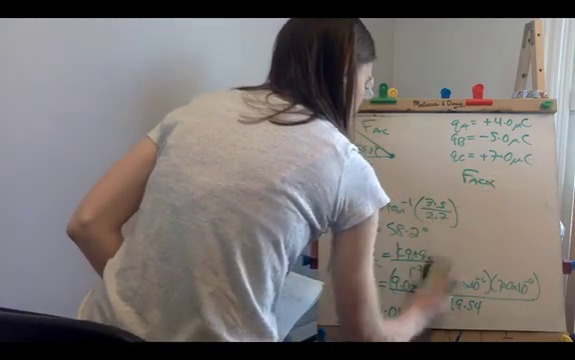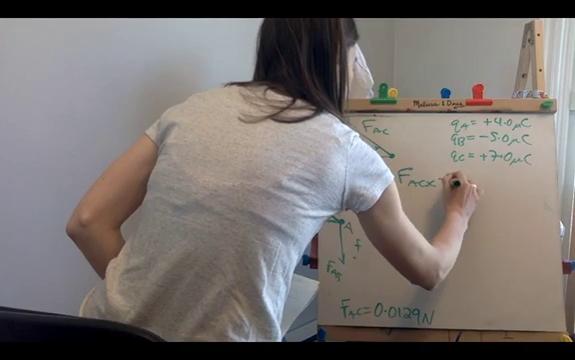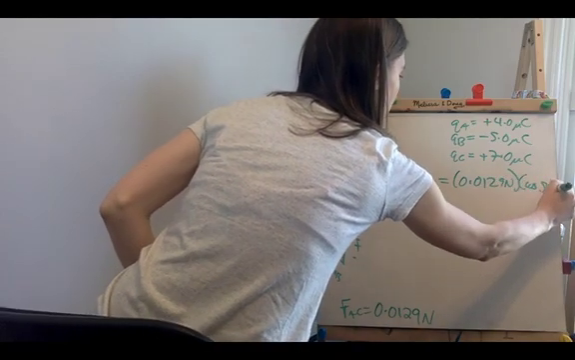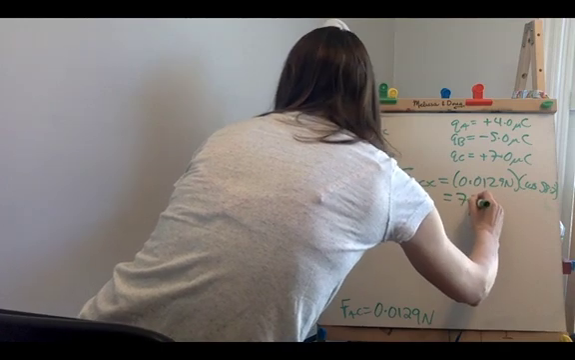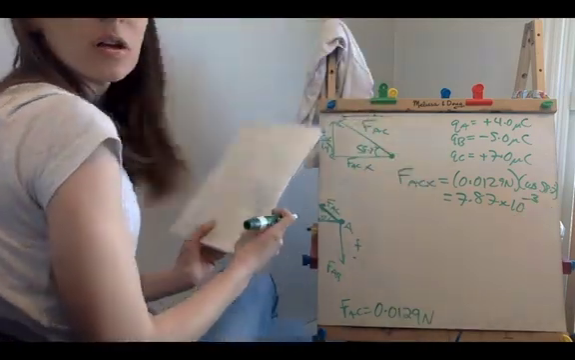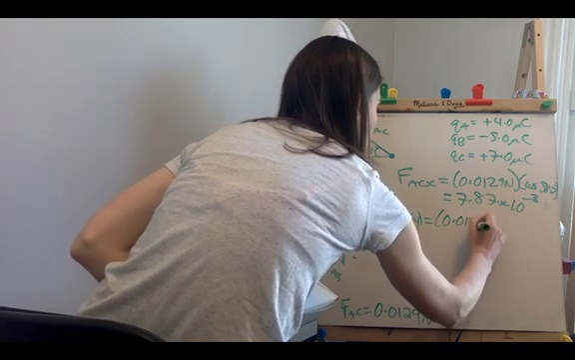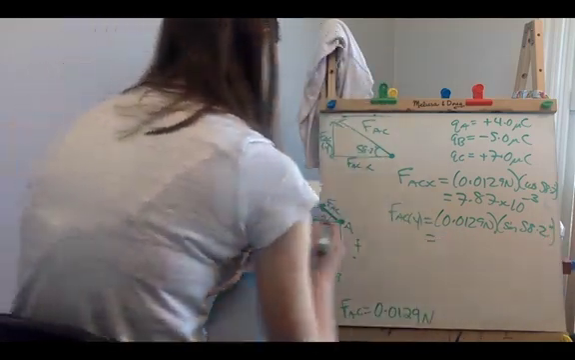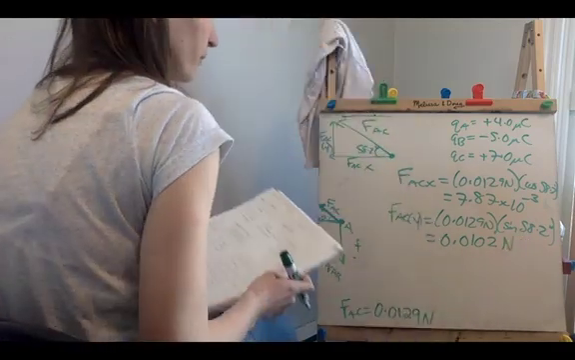So our F of AC in the x is going to be that value of 0.0129 newtons multiplied by the cosine of 58.2 degrees. And that ends up giving us a value of 7.87 times 10 to the minus 3, and it's pulling in the negative x direction. Then if we're trying to find FAC in the y, it's that same value of 0.0129 newtons multiplied by the sine of 58.2 degrees, and that gives you 0.0102 newtons, pulling up.